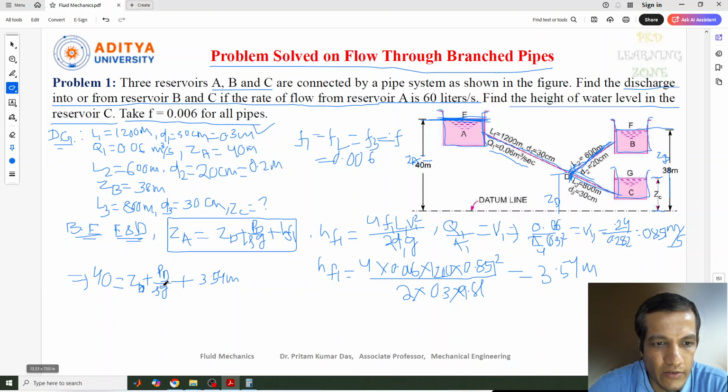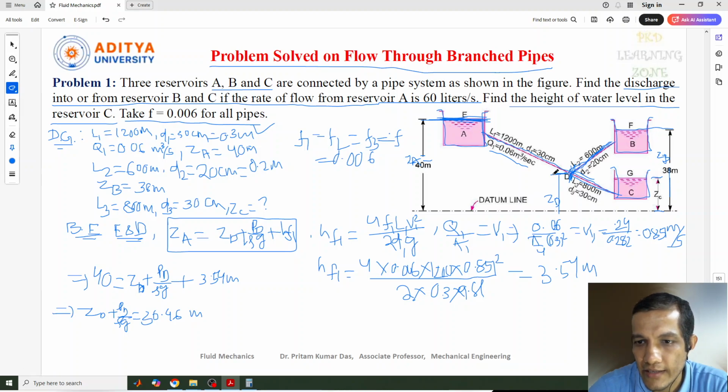Now we can solve this one. ZD plus pressure at D point by rho g equal to, we'll take this value to this side, 40 minus 3.54, we'll get 36 point something, 36.46 meter. Now here we can get the value of this piezometric height. See, this total is nothing but the piezometric height of this value. So that is at D point, this is the piezometric height.